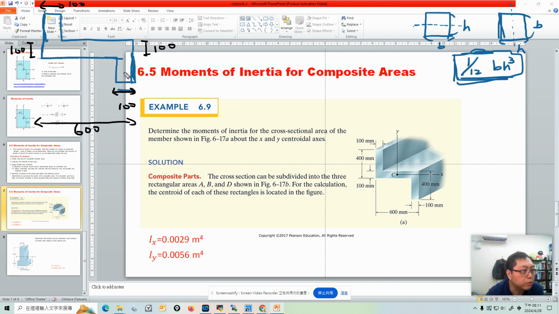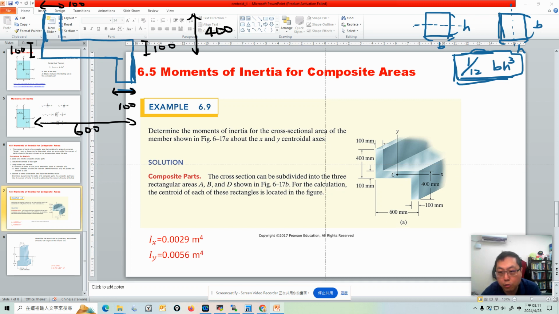And what else? He says here is 400. Okay, the units are millimeters, be careful. So we can start the calculation. First of all, you have to divide your system into simple areas.